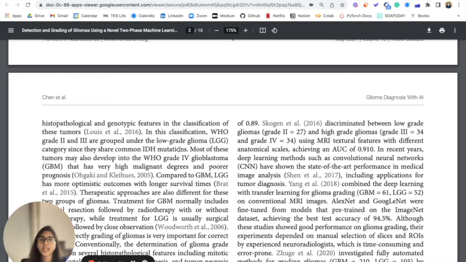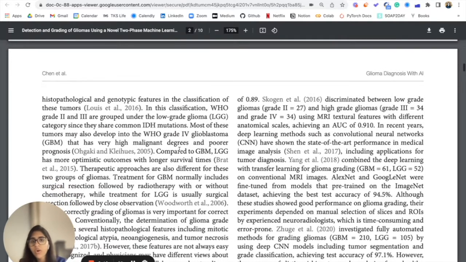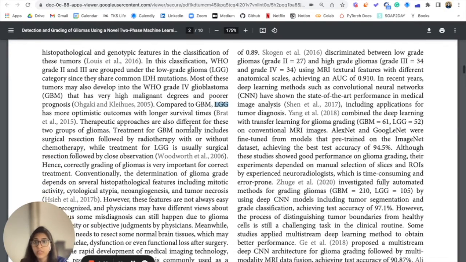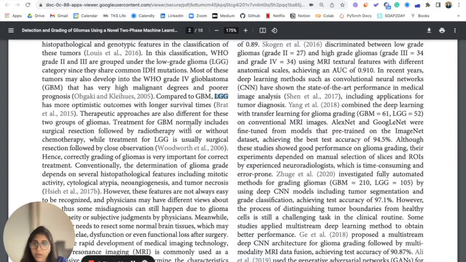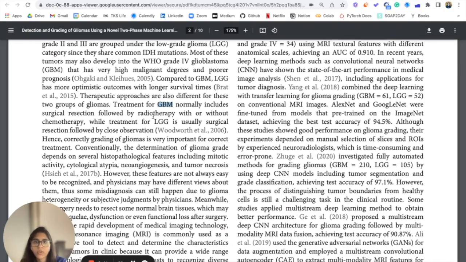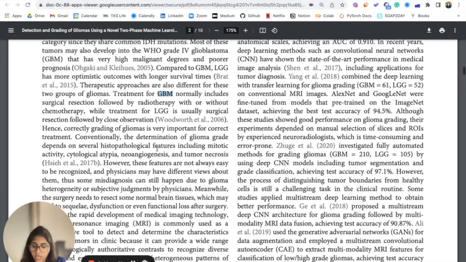However, if you look at grade 4, they're classifying it as a glioblastoma because it has a very high malignant degree and a bad prognosis, as in the chance of recovering. Because of the better prognosis, LGG tumors, low-grade gliomas, have more optimistic outcomes and longer survival times. And they're talking a bit about the status quo of how they treat the glioblastoma, like surgical resection, followed by radiotherapy, stuff like that. They're just talking more about that.